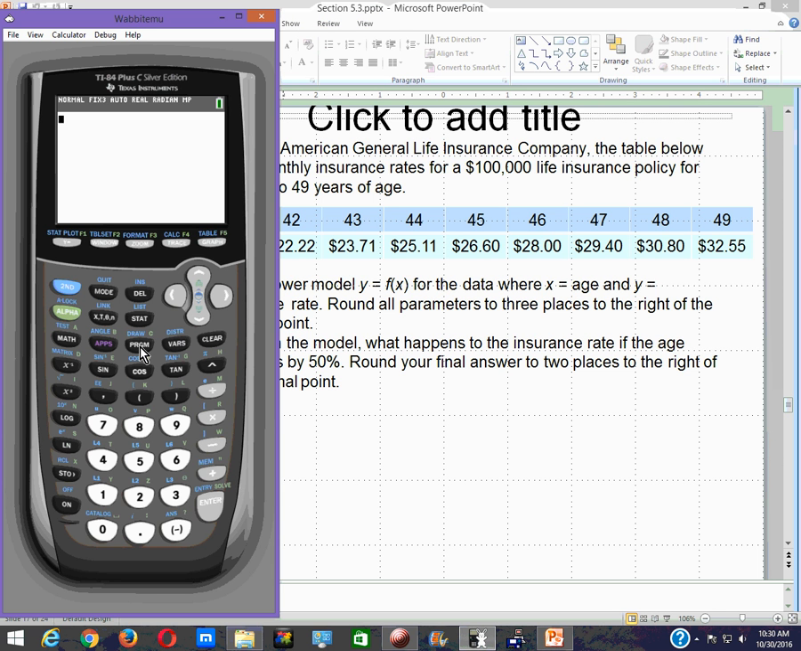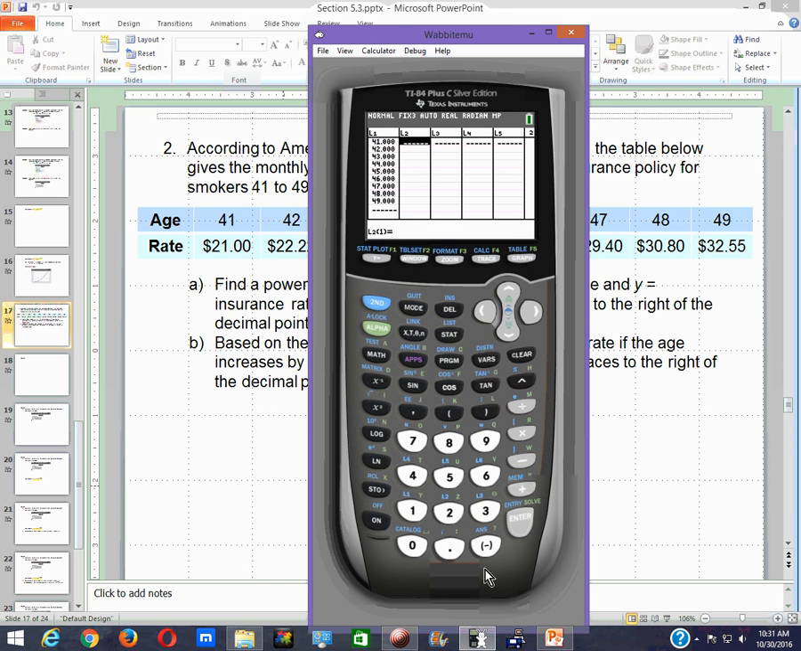So, stat, edit. L1 is going 41 to 49, so 41, enter, 42, enter, 43, enter, 44, enter, 45, enter, 46, enter, 47, enter, 48, enter, 49, enter. And I've kept my float at 3, so I'm good. Okay, and then what was it for 41? $21.